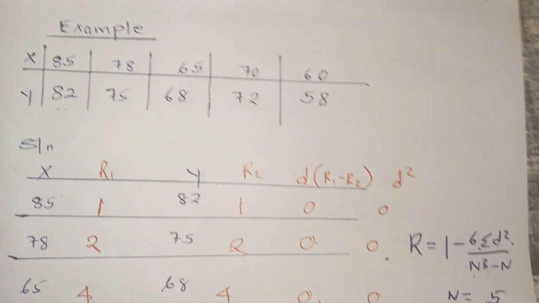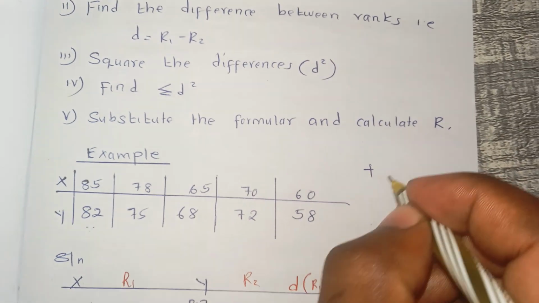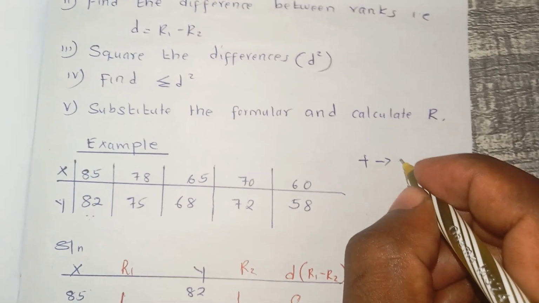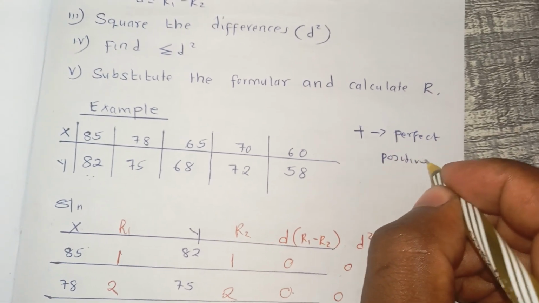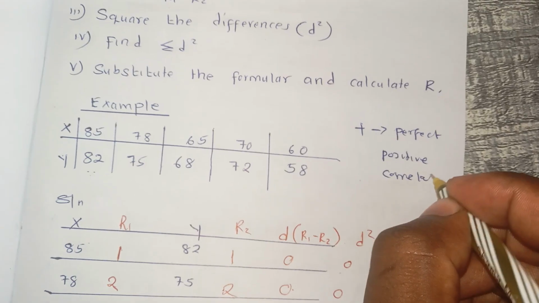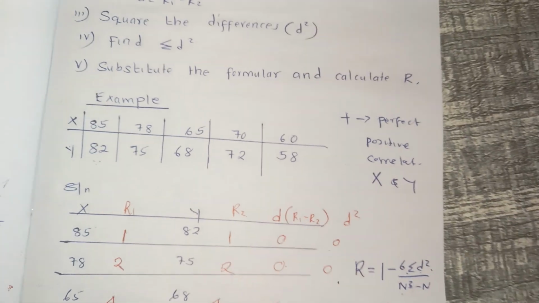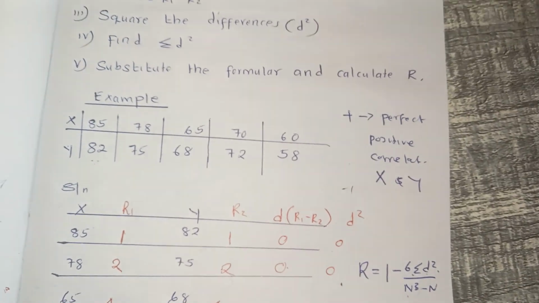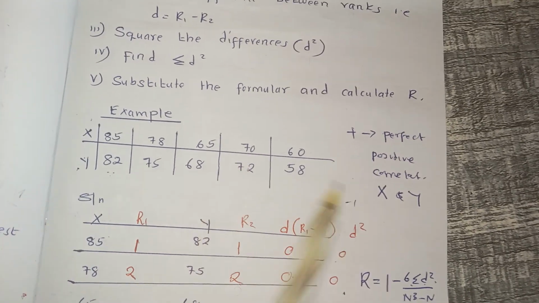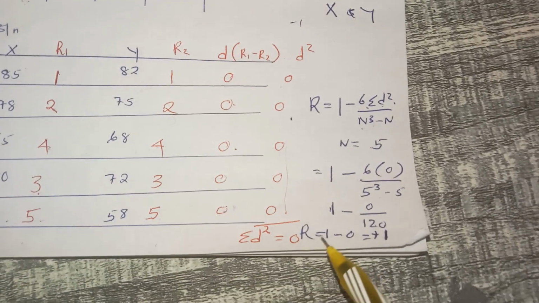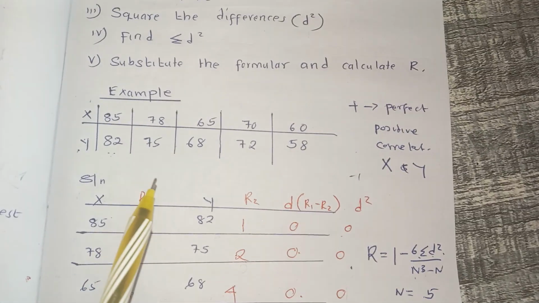So the comment that you're supposed to give, I told you, the moment you get your answer is positive 1, you can say that there is a perfect positive correlation that exists between variable x and y. If it was negative 1, you could have said there is a perfect negative correlation between these two variables. If you have gotten your R as 0, the answer would be that there is no relationship that exists between x and y.